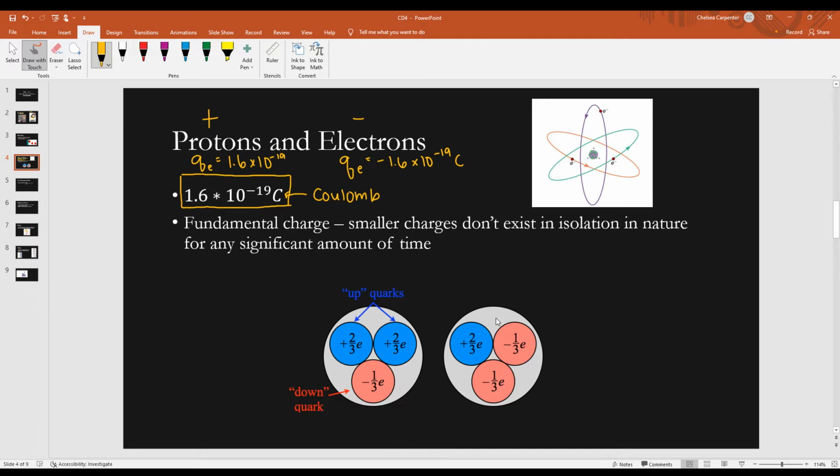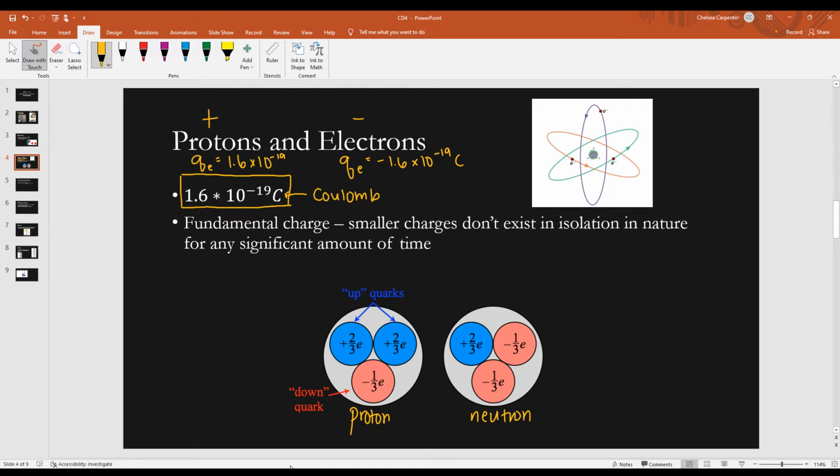There are smaller charges that exist, though. They exist inside protons and neutrons. Electrons are their own special fundamental particle. They don't really break down. But a proton and a neutron actually do. They're made up of these things called quarks that have fractional charges. So this here, the positive 2/3, we have two up quarks and then one negative 1/3 charge. That would be a proton. And a neutron has no charge, so the positive 2/3 and the negative 1/3 have to balance out.